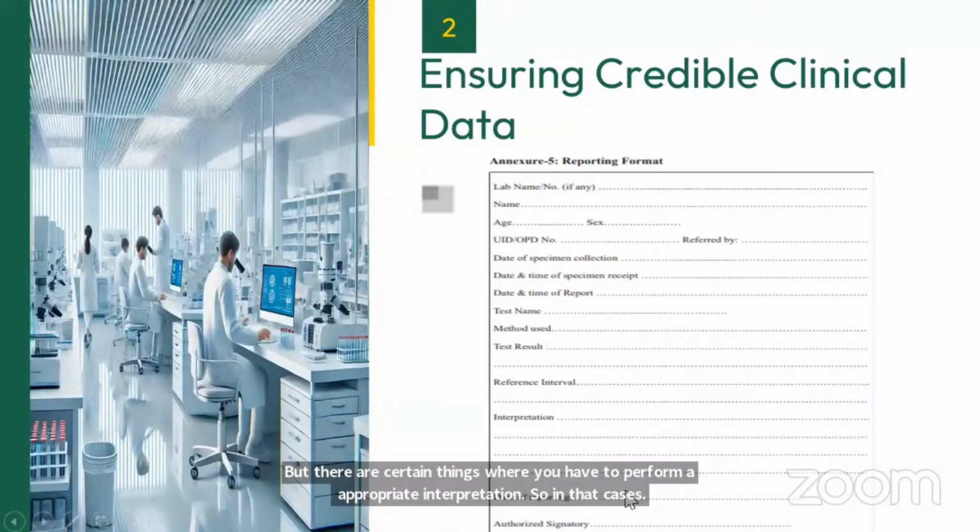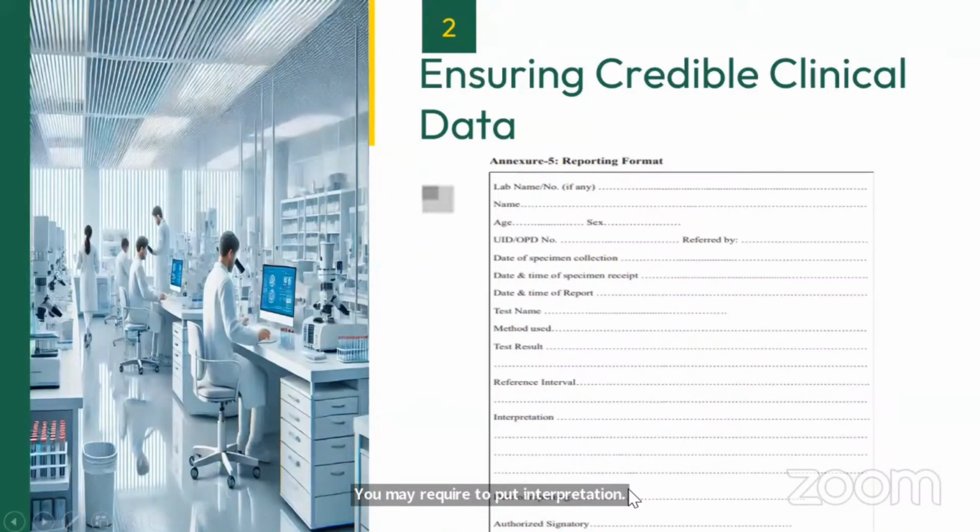Then date of reporting, on what date or at what time the report has been issued, and next, finally, the authorized signatory. Authorized signatory means whoever has reviewed and reported the test result, that person must sign the report of the result.